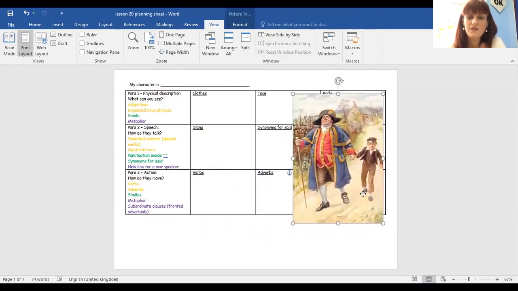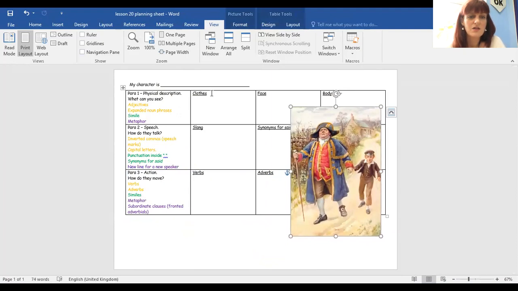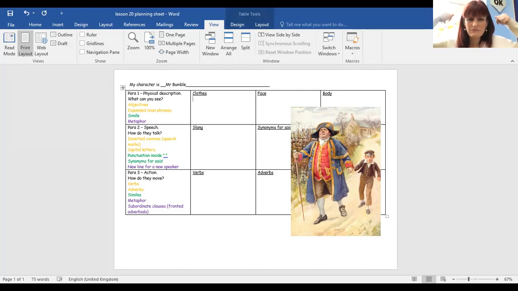So what I need to do first of all is talk about his clothes, and I'll show you exactly what sort of thing I'm expecting. So my character is Mr. Bumble. And then I need to talk about his clothes. So what things do I notice from the picture? Well, I notice he's wearing a, I don't know what you call those sort of hats. I don't know if you know, write in and let me know. So it's almost like a hat that somebody on a ship would wear. So he's wearing a hat.